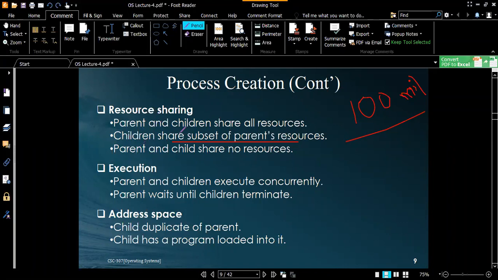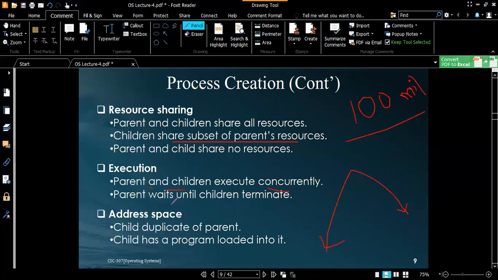So these are the decisions that you have to make. And then in terms of execution, whenever a process is executing, parent and children can execute concurrently. That means they're actually different. There is no relationship between them. Parent goes their own way, child goes their own way. Parent doing one thing, child doing another thing.